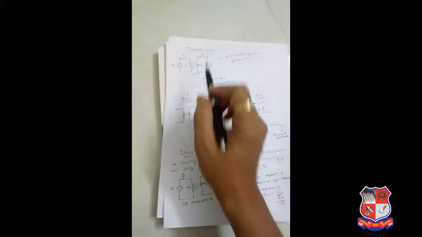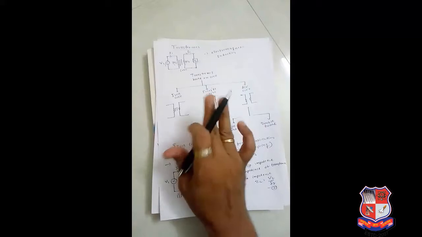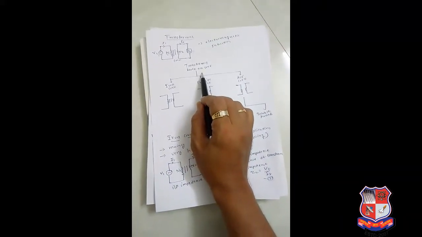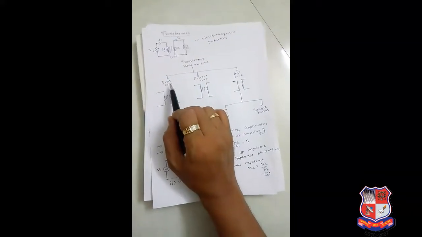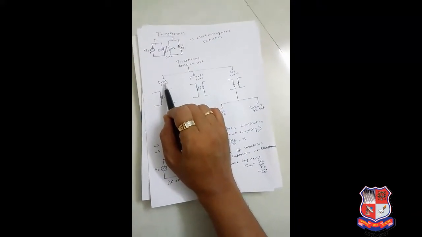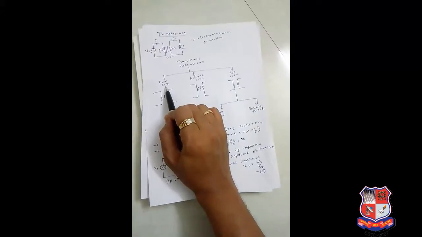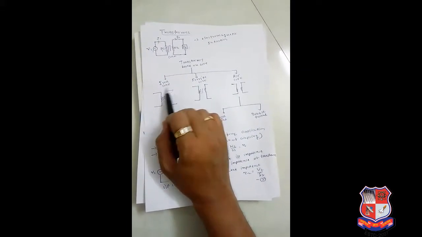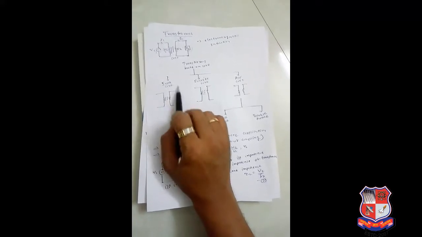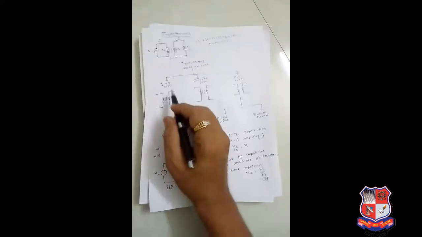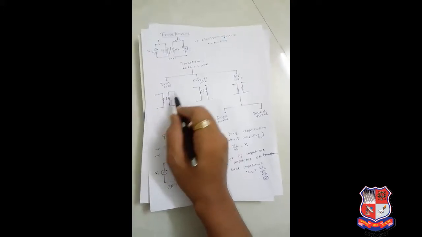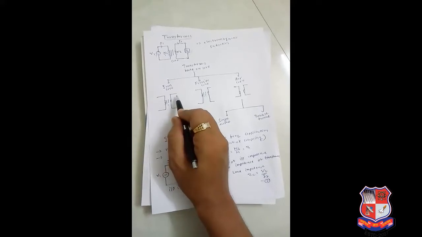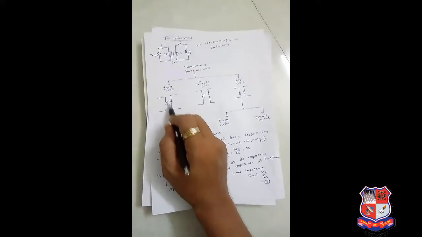Now, based on which core we are using in a transformer, they are broadly classified in 3 ways. One is the iron core transformer. Suppose if we are using iron for making the core, then it is called an iron core transformer. The symbol for the iron core transformer is like this: between the primary and secondary winding, there is a solid line.